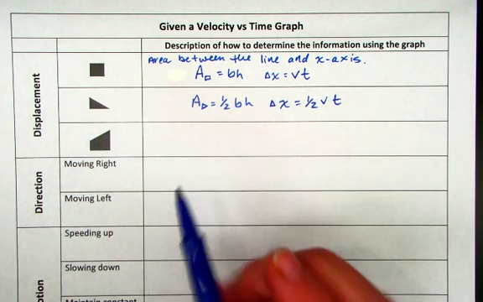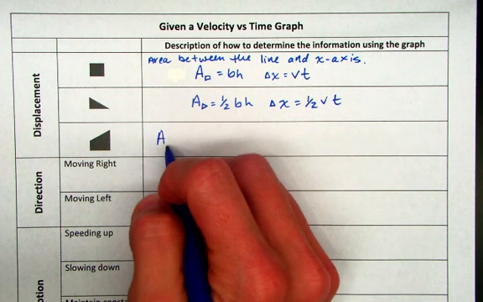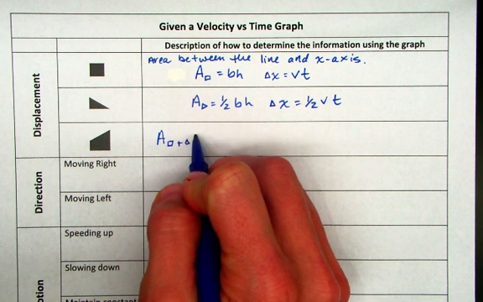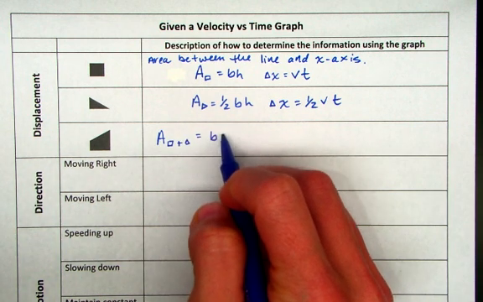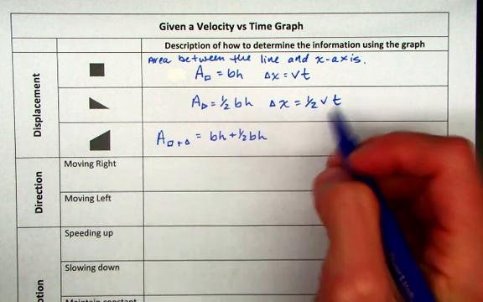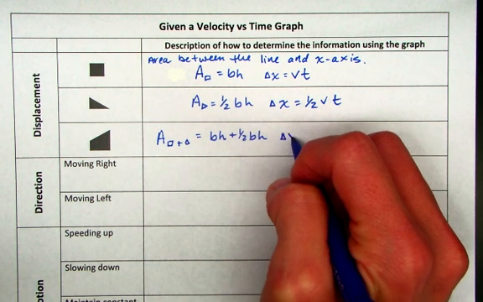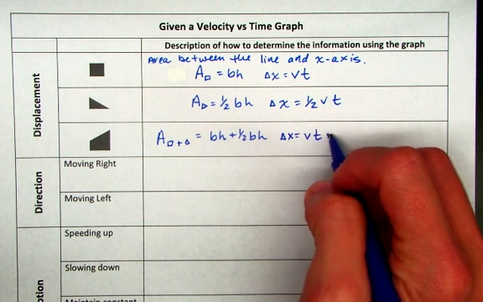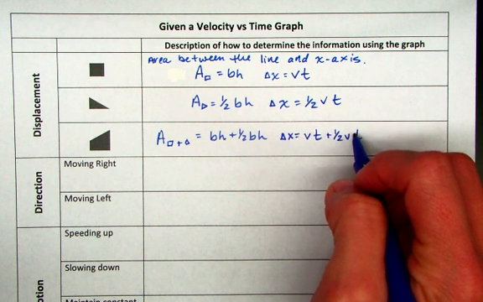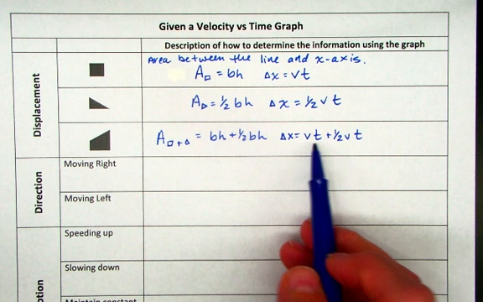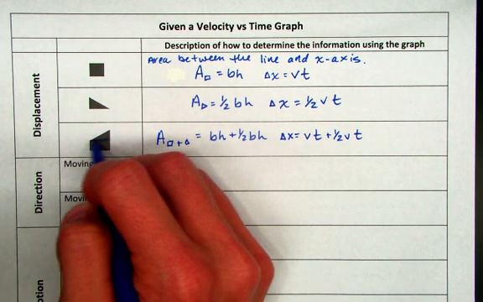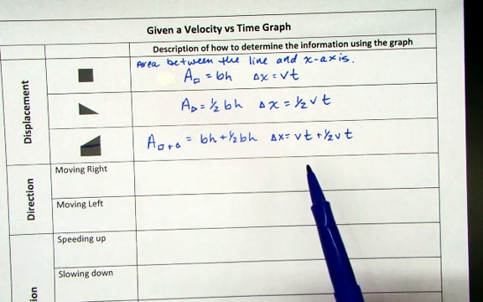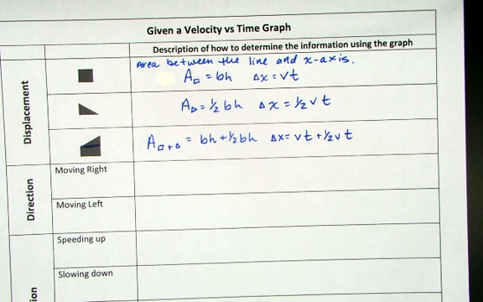And then if you get this trapezoid, there's two ways to do it. You can add them separately. So the area of the rectangle plus the triangle equals base times height plus 1/2 base times height. So the displacement is equal to VT plus 1/2 VT. So you would do your rectangle plus your triangle, that's these two here. If you want to memorize the area of a trapezoid, you're more than welcome to. But for now, we'll go ahead and keep them separate because that's the preference of most people.